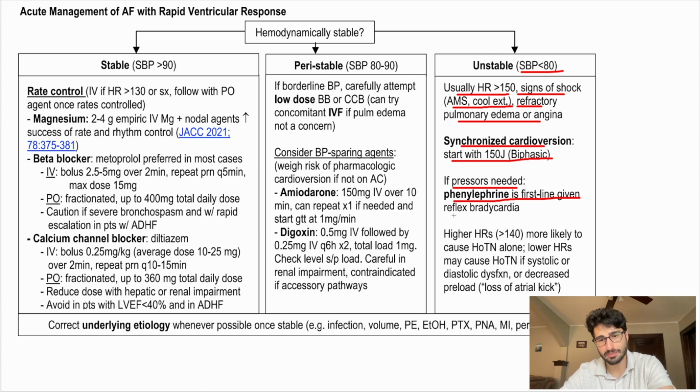Let's compare the mechanism of action between phenylephrine and norepinephrine to reason through why phenylephrine is going to be the recommended pressor in this scenario in unstable patients with atrial fibrillation who need pressor support. So phenylephrine is going to be a pure alpha-1 adrenergic agonist. This is going to cause a peripheral vasoconstriction, and it is going to increase systemic vascular resistance, which is going to raise blood pressure without directly stimulating the heart.